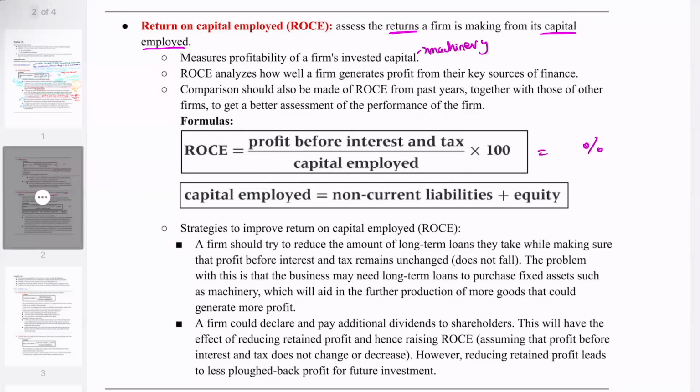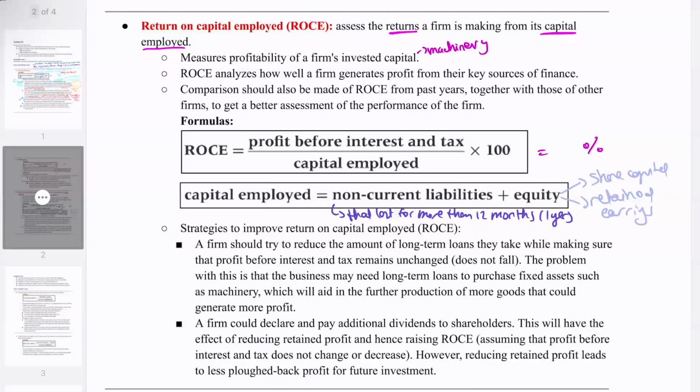Capital employed is basically non-current liabilities plus equity. What are non-current liabilities? They are liabilities that last for more than 12 months, so basically 1 year. What is equity? It's share capital and retained earnings. This is what equity is.